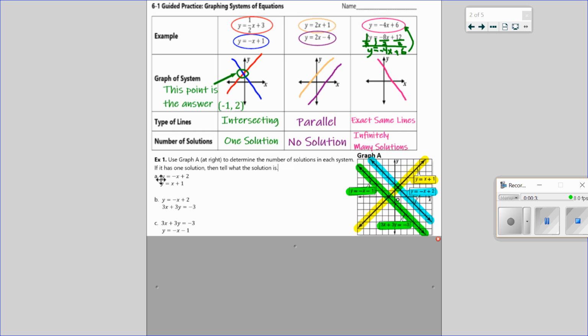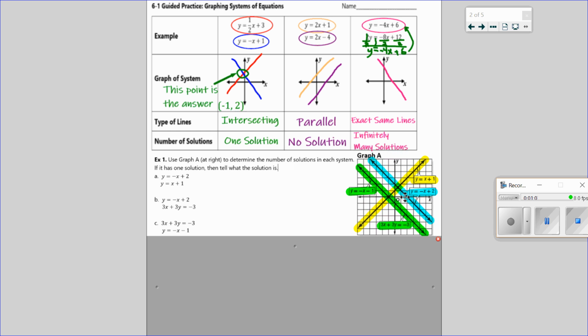So if I look at example A here, it says y equals negative x plus 2. So I look over here for y equals negative x plus 2, and I can see that this is this blue line here. Now I highlighted these lines just to make it a little easier for this demonstration. If you want to highlight your lines, you can certainly highlight your lines, but you don't have to. So anyway, y equals negative x plus 2 is this blue line. And then the second equation is y equals x plus 1. So I see that y equals x plus 1 is the yellow line.